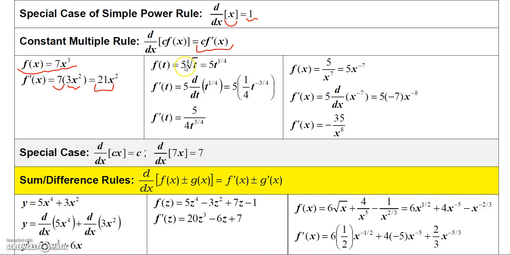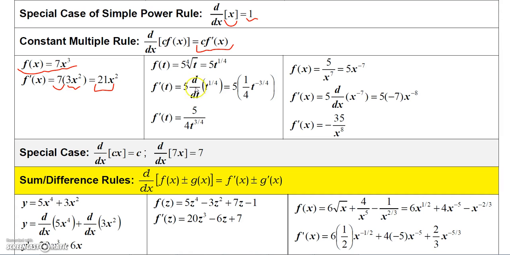On this example, notice I used a different variable. I like to do that every now and then just to show you that the independent variable doesn't always have to be t. So f of t is 5 times the fourth root of t. Now we need to write this as a power, so the fourth root of t would actually be t to the 1/4 power.